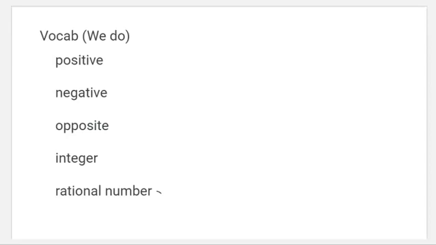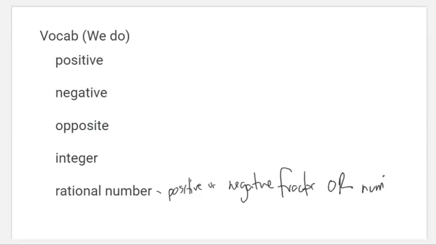A rational number is a positive or negative fraction or number that could be a fraction, even if it's not already. Okay, pause here, get these 5 definitions written down in your notes, and when you are ready, unpause, and we'll do a couple we do's together real quick.